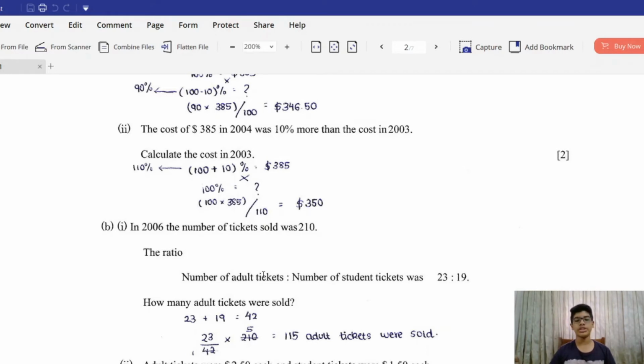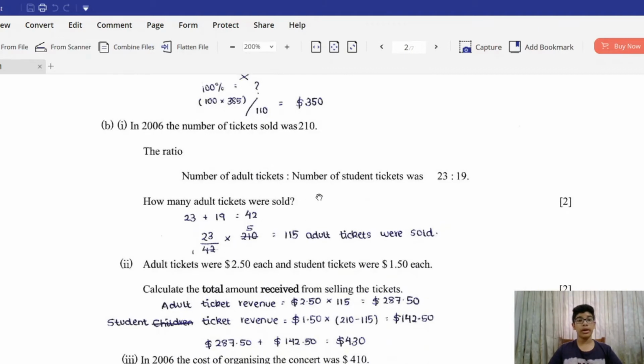Okay, part 2. The cost of $385 in 2004 was 10% more than the cost in 2003. Calculate the cost in 2003. So if this is 10% more, so basically 100 plus 10, this is 110% of the cost. Now we want to know what's the actual cost, what's 100%. So again, going to write it in the same format that you can see I've written on the paper, and we're going to cross multiply. So we're just going to take 100 times 385 over 110, and we should get $350. That's the cost in 2003.